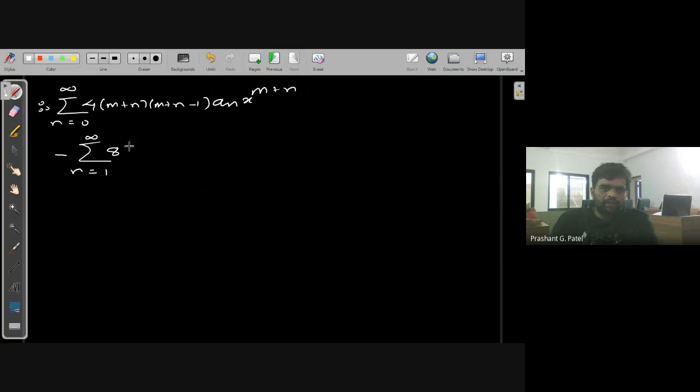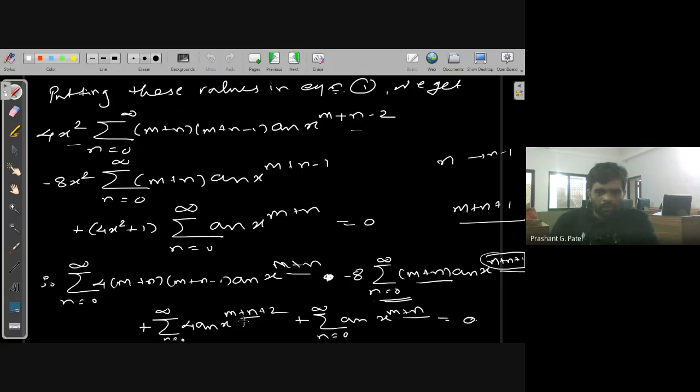So it is 8 into m plus n minus 1 an minus 1 x power m plus n. This is the thing we got, plus here in this summation it will start with 0 and the power will be m plus n. So in that I am replacing n by n minus 2.